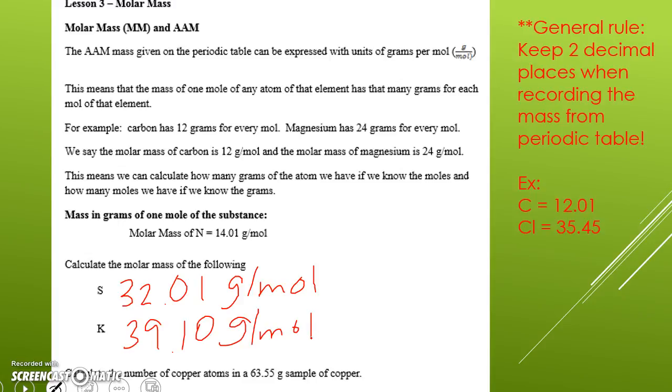At the bottom here, calculate the number of copper atoms in a 63.55 gram sample of copper. The first thing you would need to do is set up a conversion using that number first. So 63.55 grams, and this is copper. The next step is to use the molar mass you get from the periodic table, like we've been practicing. Under copper, it would be 63.55. So you'd write that like this. You would show that in 1 mole, there are 63.55 grams of copper.